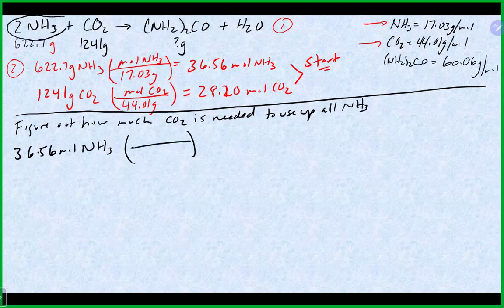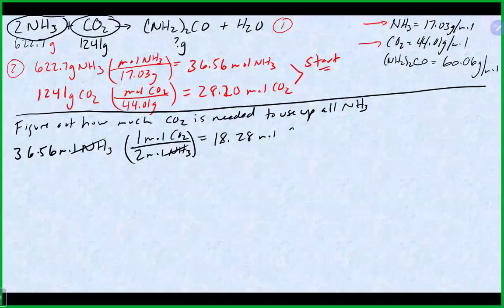And in this case, from the equation, it is a 2-to-1 relationship. So for every 2 moles of NH3, which needs to go on the bottom to cancel, we get 1 mole of CO2. The moles of NH3 cancel, and we end up with 36.56 divided by 2. We end up with 18.28 moles of CO2 is needed.